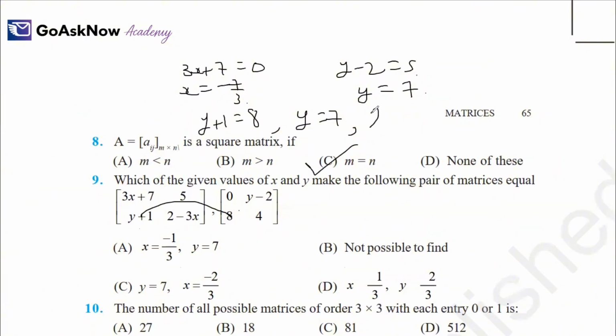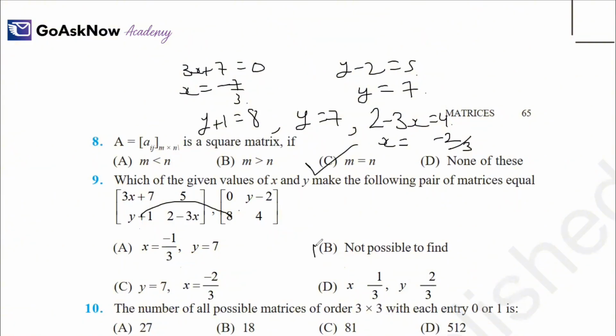And from the fourth equation, you will get 2 minus 3x equal to 4. From here, you will get x is equal to minus 2 by 3. So here you can see that there is a contradiction between the values of x. Because the x value is coming out to be equal to minus 7 by 3 and also minus 2 by 3. x is the same variable, but it has two contradictory values. So this means that this matrix cannot be possible. So what will be the answer for this? B part, not possible to find.